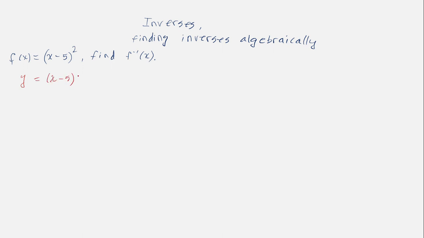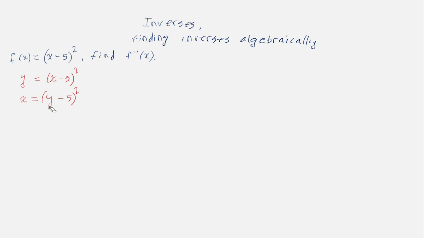And then next thing to do would be exactly what I just said, which is make x and y change places. So this y right here will become the x, and then this x right here will become the y. So basically we already have the inverse. All we need to do is solve for this new y right here.